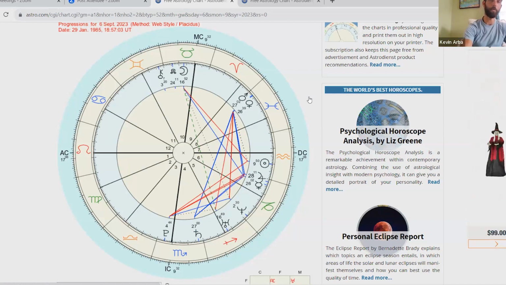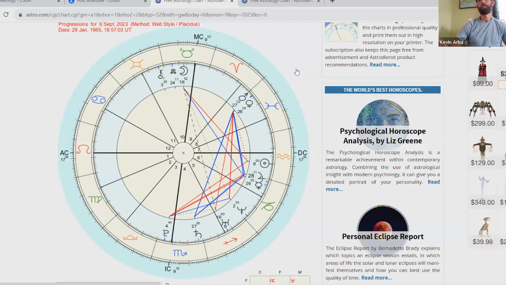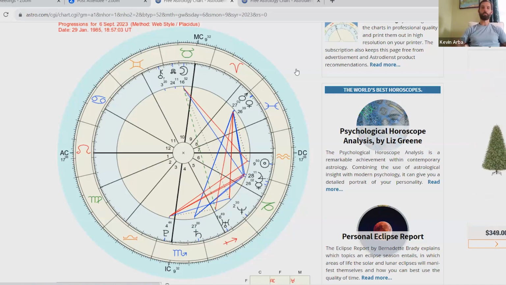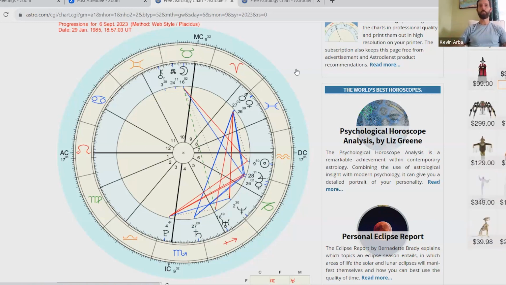For me, I'm looking at my North Node and midheaven. So I'm predicting in my life something to do with this, which includes the transiting North Node going over my midheaven.